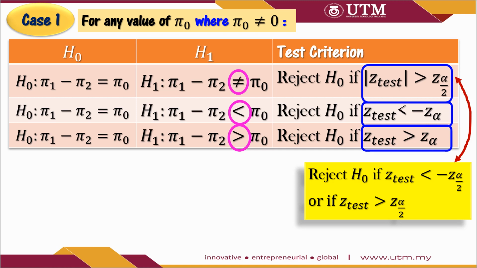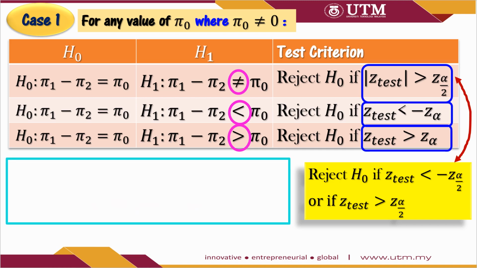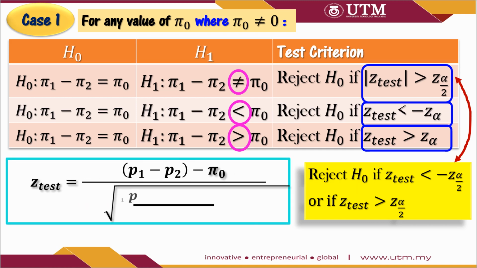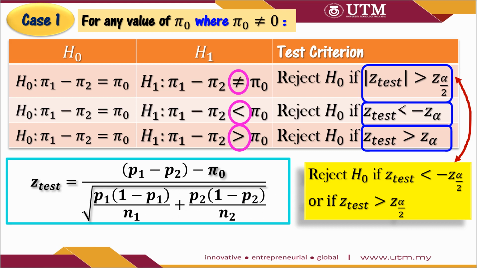The test statistic used in this topic should also relate to the parameter being tested. Here, the z-test statistic is defined as the difference between two sample proportions p1 minus p2 minus pi 0, which is the hypothetical value of pi 1 minus pi 2 under H0, divided by the estimated standard error or standard deviation of a sampling distribution for p1 minus p2, which is the square root of p1 times 1 minus p1 over n1 plus p2 times 1 minus p2 over n2.